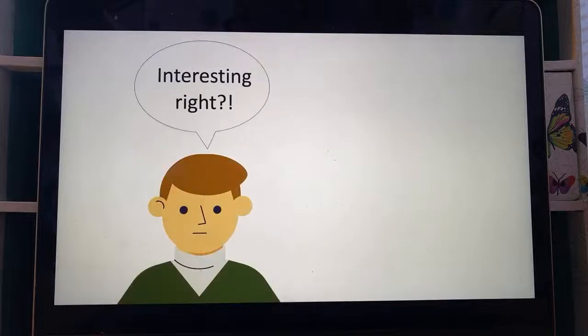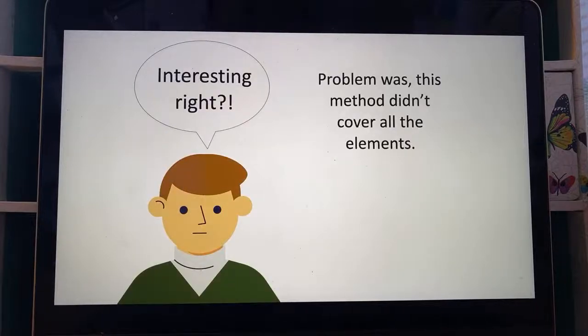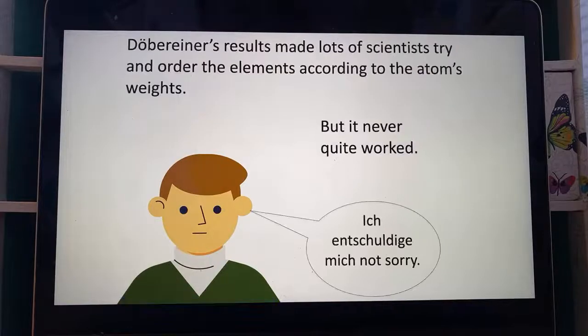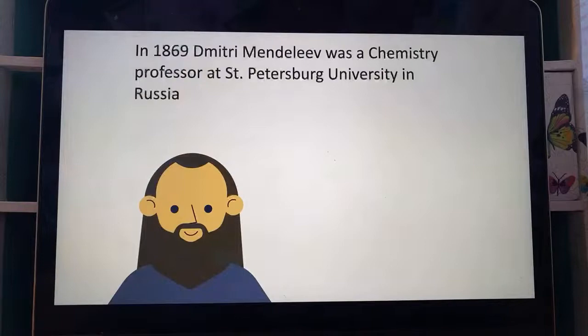There was some kind of pattern here, but he just couldn't work it out. And there's absolutely no way that it applied to all the elements. So that idea kind of didn't really go anywhere. But it did inspire lots of scientists to try and order the elements according to the atom's weight. But it just never quite worked. And then along comes this guy.